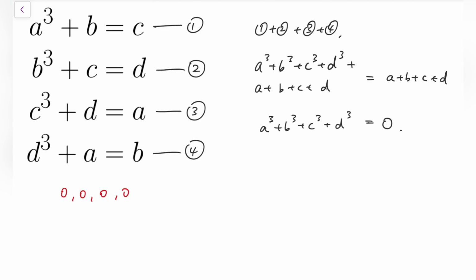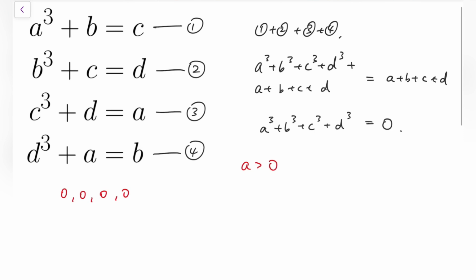So unless all numbers are 0, we must have some positive and some negative numbers among the unknowns. Let's try to get more information about the signs of these unknowns. Start with a being positive. Under this assumption, if b is also positive, then from the first equation we can say that c is positive because the two terms on the other side are both positive.